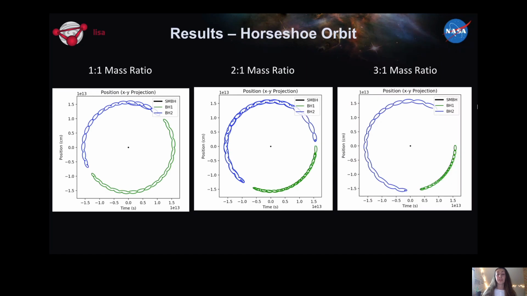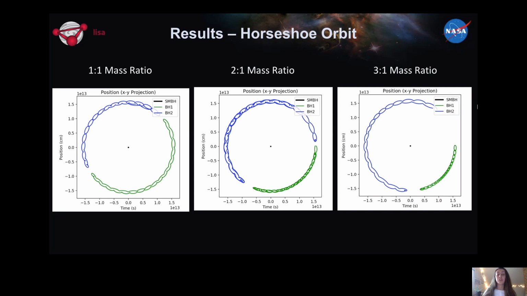The second family of results we receive are the Horseshoe Orbit family. I mentioned earlier that we can adjust the position and velocities of each of the bodies in order to identify different libration frequencies, but we can also adjust the mass ratio of the two stellar mass black holes to identify different dynamics of systems. Here I have given 3 examples: the 1-to-1 mass ratio of the two stellar mass black holes, meaning they have the same mass.